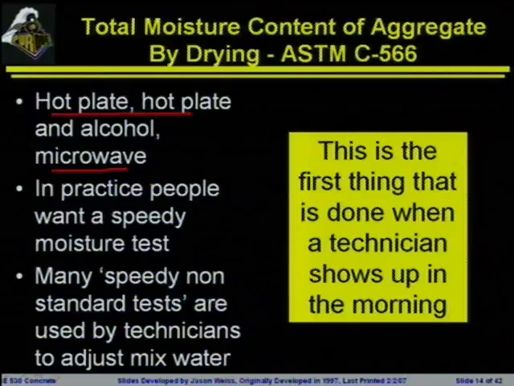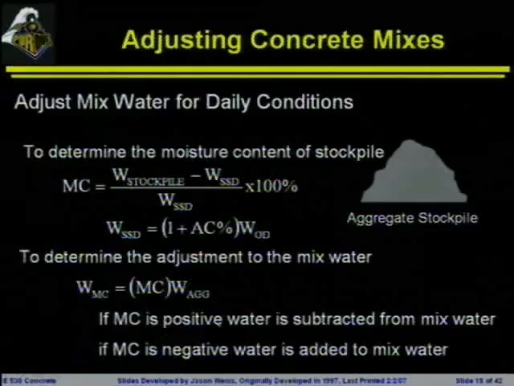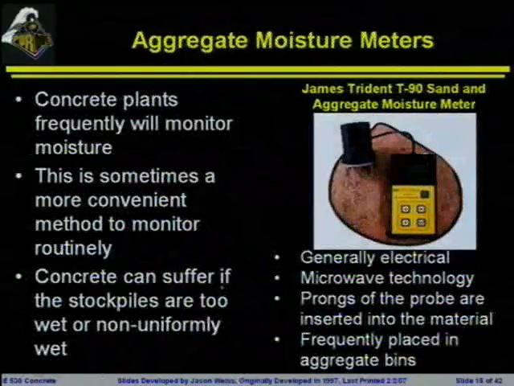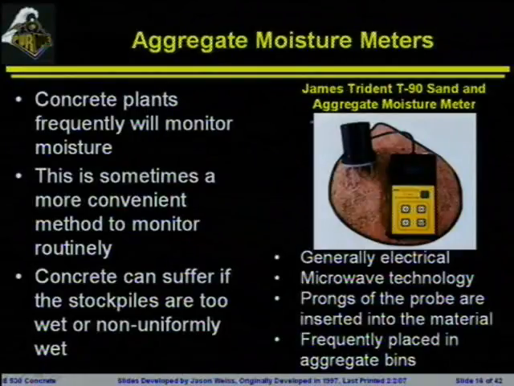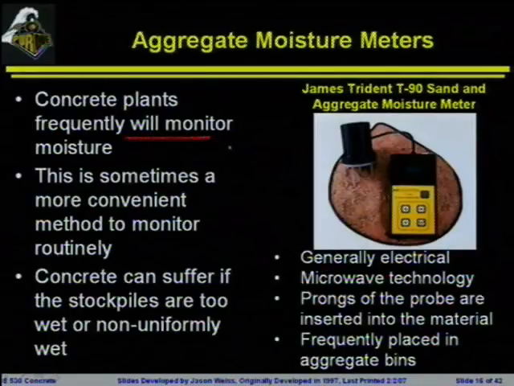There are standard tests that are out there, but many producers like speedy non-standard tests to help them get to where they need to be because they can control their process a lot faster. And many of the technicians are going to be using this to do things like adjust water. And I will show you an example of one of these that's frequently used. Here is a typical type of a moisture meter that can be placed in a plant. In a concrete plant, you're going to be frequently trying to monitor the moisture, especially the moisture of the aggregate. Somewhat convenient method that some people like, some people don't like, is a moisture meter that can actually be placed out in the system.